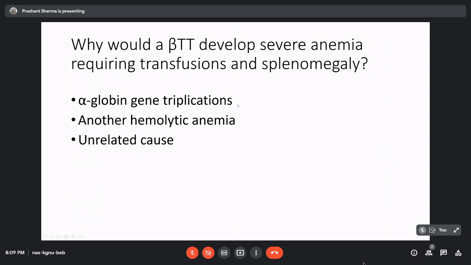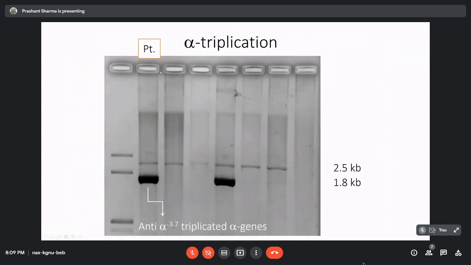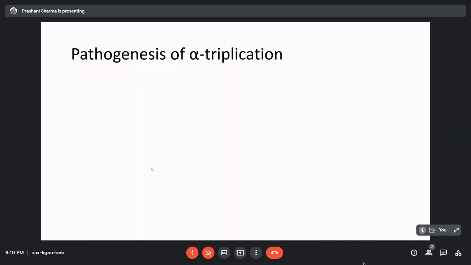But the first thing we need to do is exclude alpha triplications. So in this particular patient, we did a PCR for alpha triplications. This is the control band, and this is the band that we get, where we get the anti-alpha 3.7 triplicated genes. So she was positive, and that explained her worse phenotype for a beta thalassemia trait. So probably it's getting a little confusing. So let us see what these alpha triplications are and what their pathogenesis is.